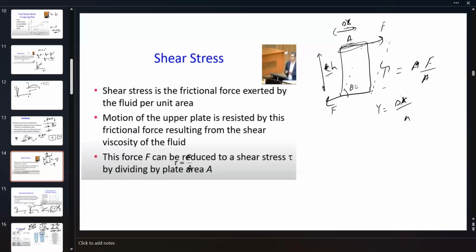The value changes in tan theta. Initial tan theta will be just height divided by base, and then it will deform by delta x. Delta x by h is your shear strain.